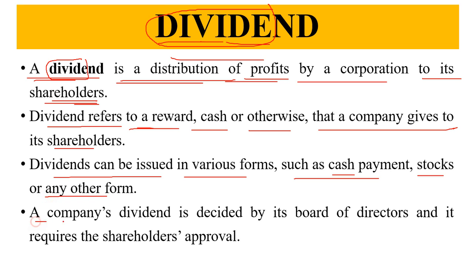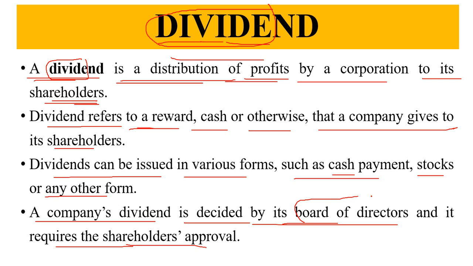A company's dividend is decided by its board of directors, and it requires the shareholders' approval. How much of the profit is to be distributed amongst the shareholders is decided by the board of directors, and whatever amount the board decides needs the approval of the shareholders of the company. So this is dividend.